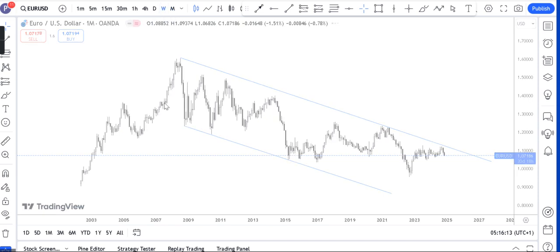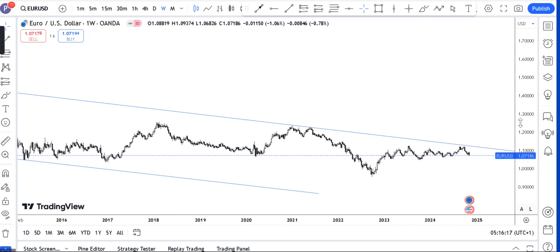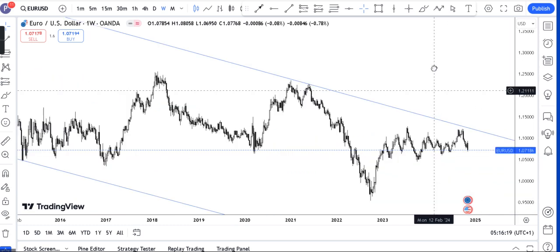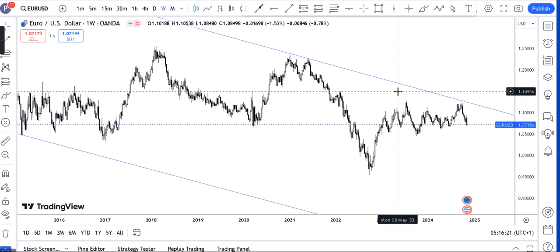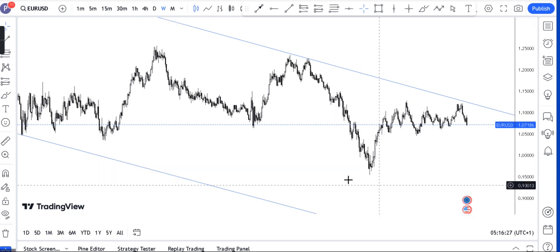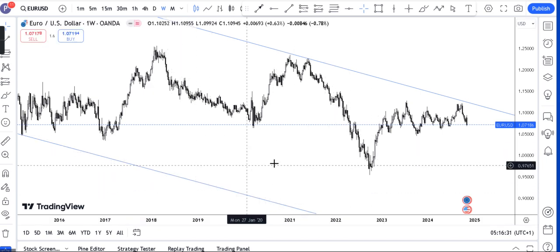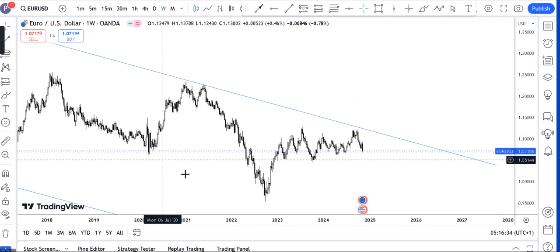Now, we can simply go to the weekly time frame. Let's see what happens. If you can see this weekly time frame, you will clearly understand that the weekly time frame created levels for us to understand where our trend line breaks.